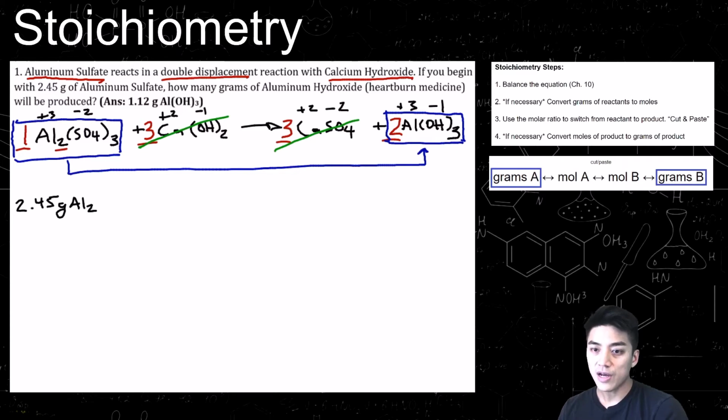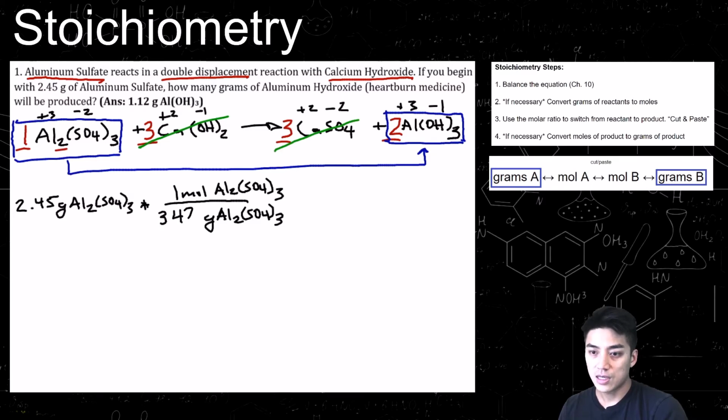I'm going to start by writing down what I'm starting with, 2.45 grams of aluminum sulfate, times sign, draw a line. And now in step 2, I'm going to convert grams of reactants to moles of reactants. So that means change my grams of aluminum sulfate to moles of aluminum sulfate. And I'm going to find this as 342 for the molar mass. Okay, so my grams will cancel out.